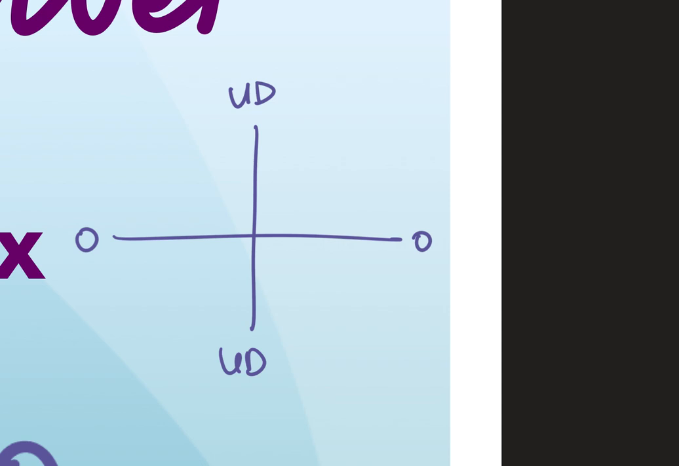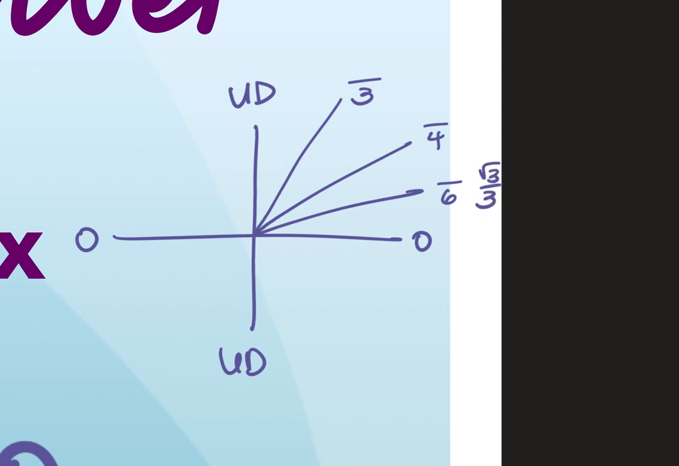And then all the over 6s, all the over 4s, and all the over 3s have the same value. The sign changes, but they all have the same tan value. Do you remember what over 6s is? Root 3 over 3. Who said it? Good job. Root 3 over 3. What are all the over 4s? 1. And what are all the over 3s? Root 3.